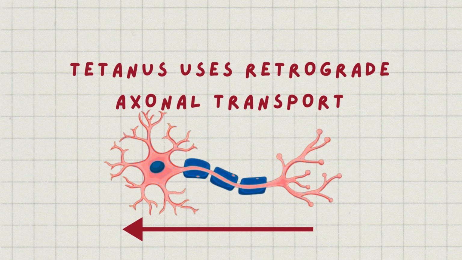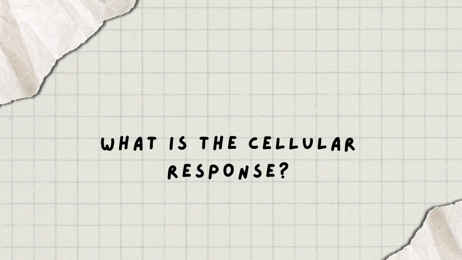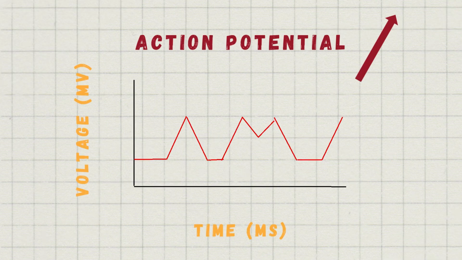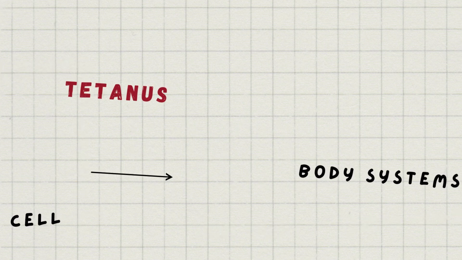Tetanus uses retrograde axonal transport, which basically means it's going backwards. So what is the cellular response? Well, there's not a lot. There is a ton of action potential due to the inhibitory neurotransmitters not being released.